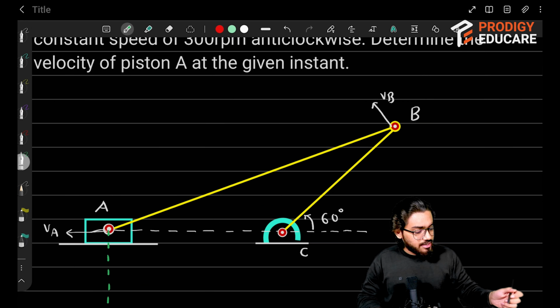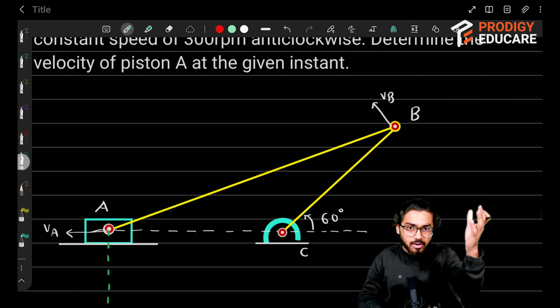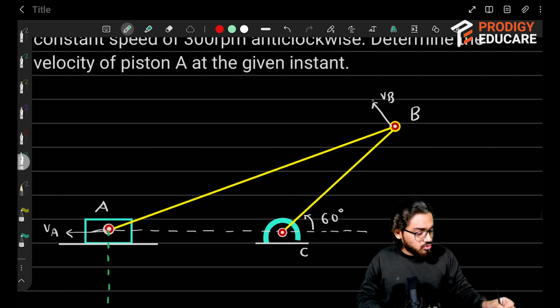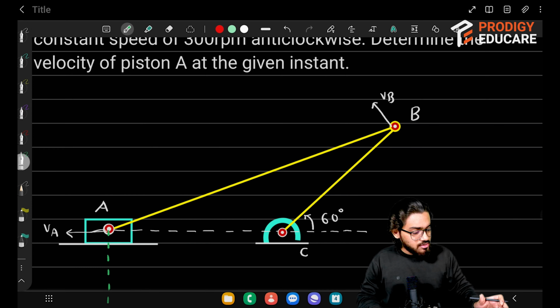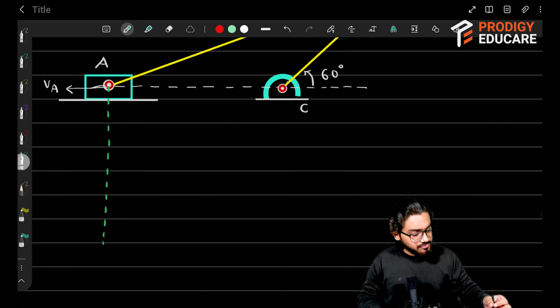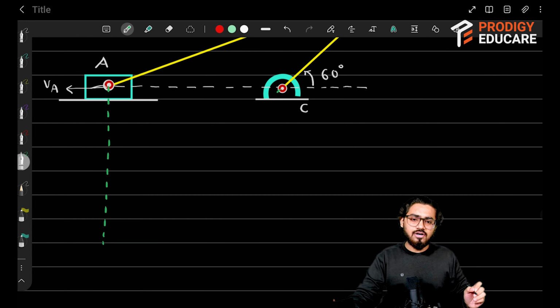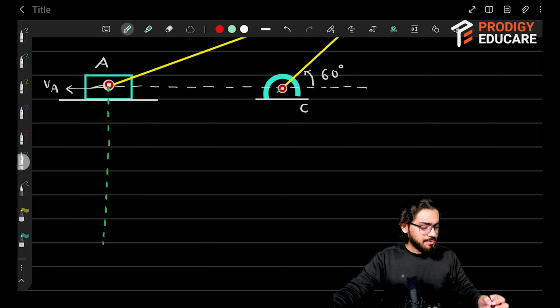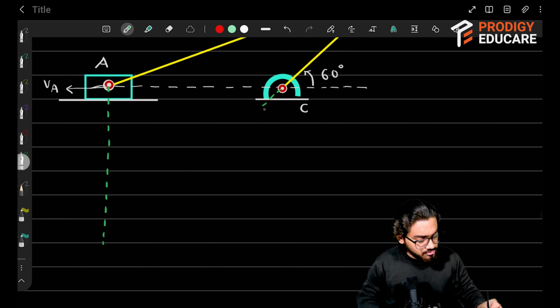Again, the velocity of B is like this. That means we have to draw a line perpendicular to it. The perpendicular to VB is nothing but along the line of the rod BC. So I'll simply extend this BC in the downward direction, because I know that in this particular location there is going to be the ICR. So let me draw or extend this BC.